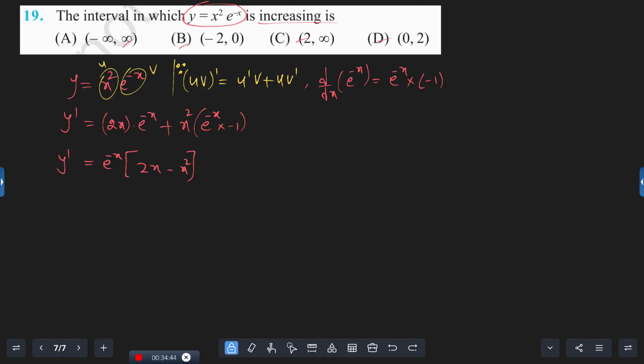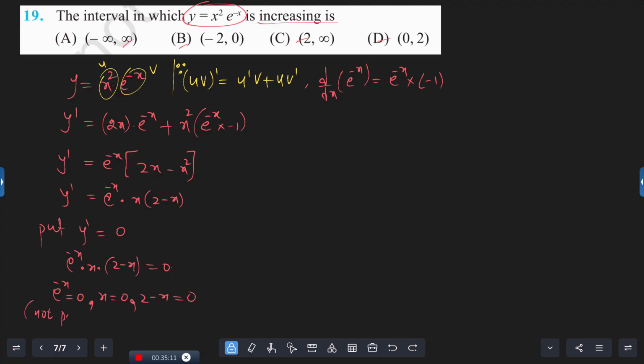Now take whatever is common outside: e power minus x into x, if you take outside, 2 minus x. That is y dash. Now put it equal to 0, then only we can find the interval. So e power minus x into x into 2 minus x equals 0. So e power minus x equals 0, x equals 0, 2 minus x equals 0. This is not possible. Whatever you give for x, you never get a 0. If you give infinity also, you will not get a 0.